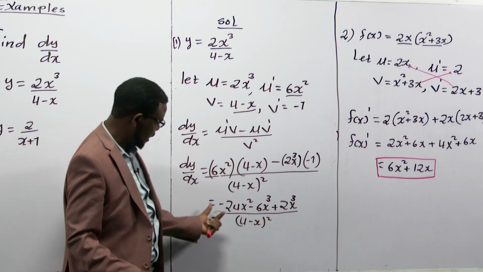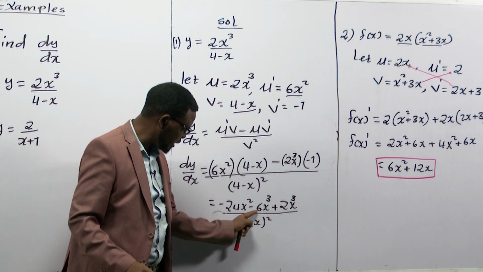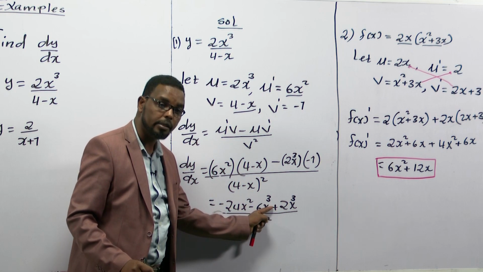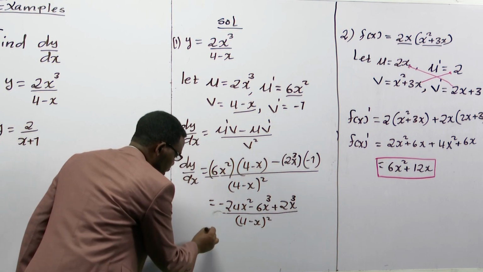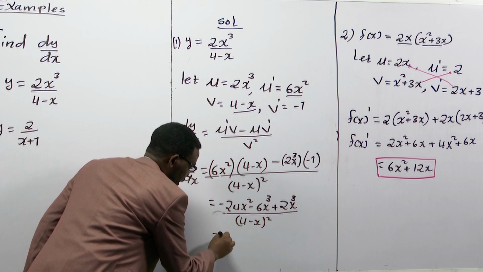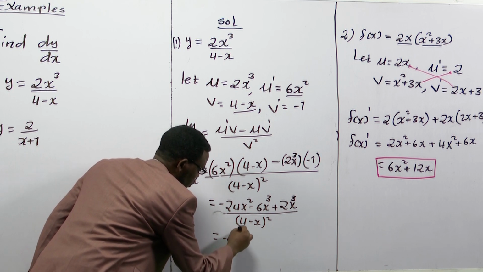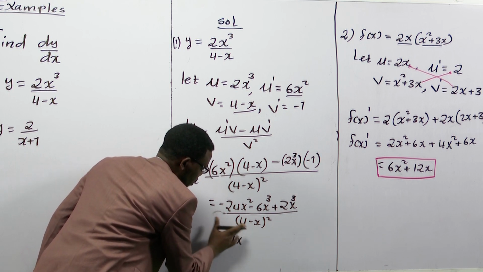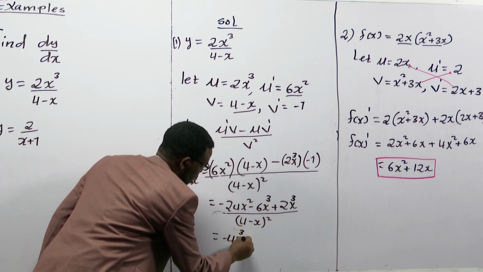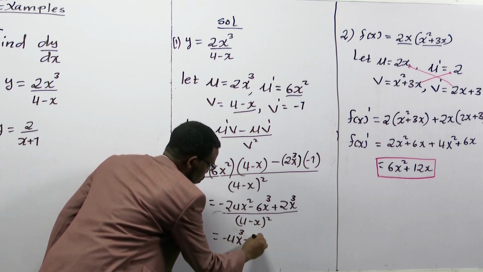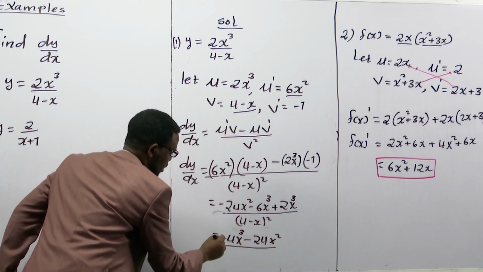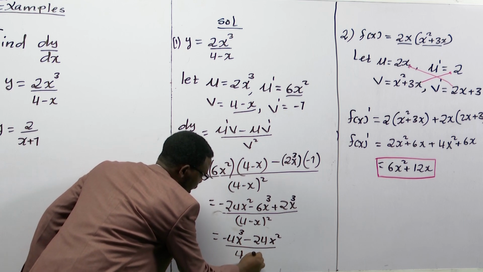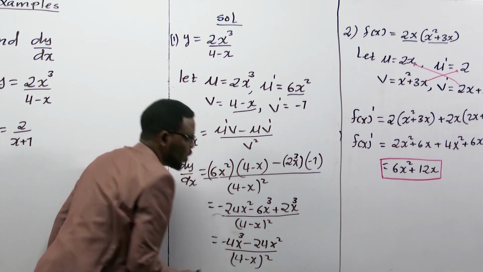We will add the like terms. We have here minus 6x cubic plus 2x cubic. We subtracted those two, and we will get what? Okay, minus 4x cubic, minus 24x square, divided by 4 minus x whole square.